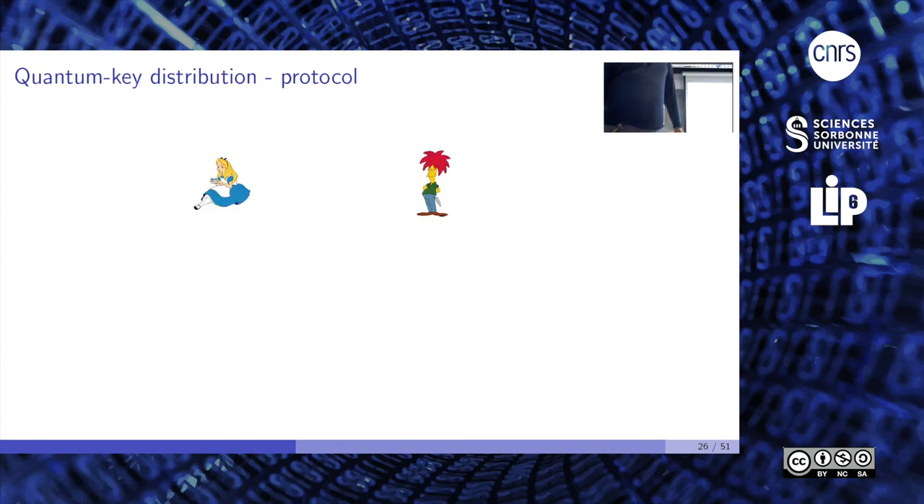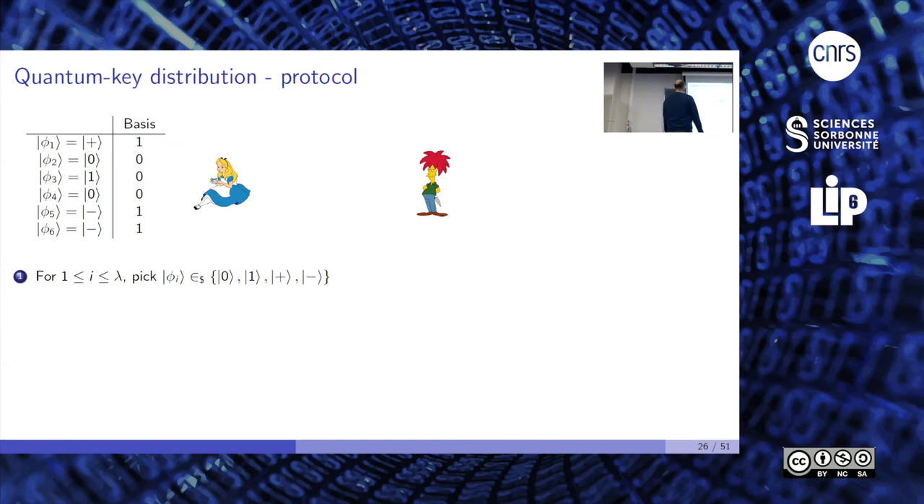And we have Alice and Bob. The protocol starts by Alice choosing random states among 0, 1, plus and minus. Let's say she picks lambda of them. So she picks, let's say, plus, 0, 1, 0, minus. She just picked them at random. And after she picks them, she can compute the basis for each one of the quantum states. So she puts a 1 if it's in the plus-minus basis, or a 0 if it's in the computational basis. She knows what state she created, so she can bookkeep the basis that was chosen.